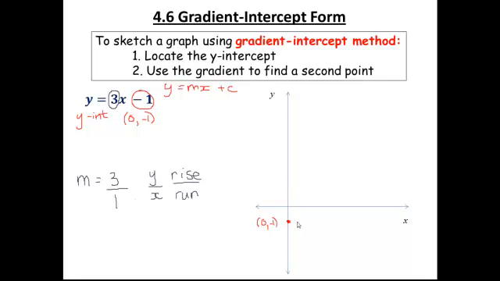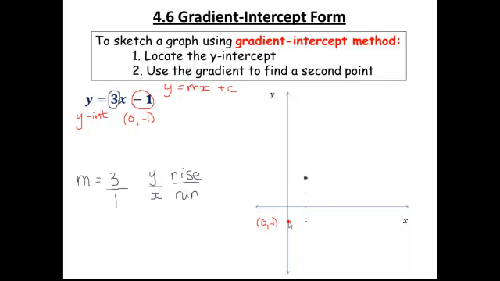So what we do is we start at our original point, our y-intercept, and the run in this case is 1, okay? So that means I'm going to move 1 point to the right. So I'll just put it here. Now the rise is 3, so that means I'm going to go up from here, 1, 2, 3 points. My second point would be here.